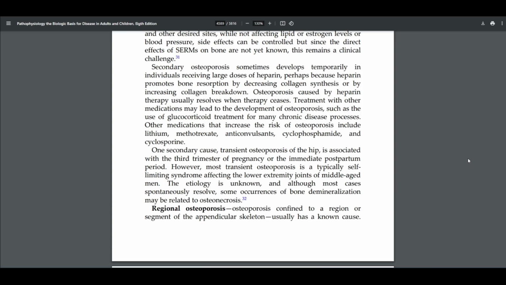One secondary cause, transient osteoporosis of the hip, is associated with the third trimester of pregnancy or the immediate postpartum period. However, most transient osteoporosis is a typically self-limiting syndrome affecting the lower extremity joints of middle-aged men. The etiology is unknown, and although most cases spontaneously resolve, some occurrences of bone demineralization may be related to osteonecrosis.